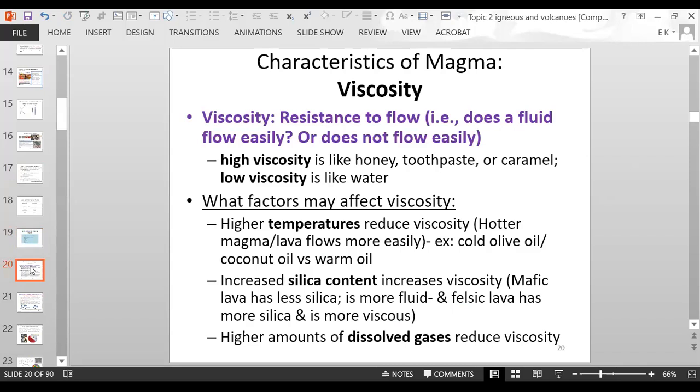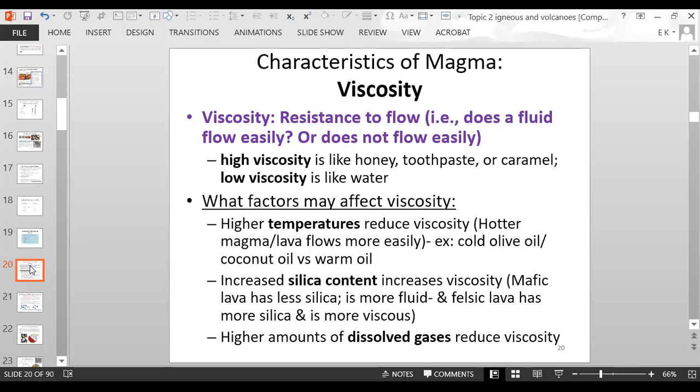So here are some characteristics of magma. We're going to start with viscosity. Viscosity is the resistance to flow. In other words, does the fluid flow easily or does it not flow easily? So here are some examples. A high viscosity liquid would be like honey, toothpaste, or caramel. So those do not flow easily. A low viscosity liquid would be like water, so it flows easily.